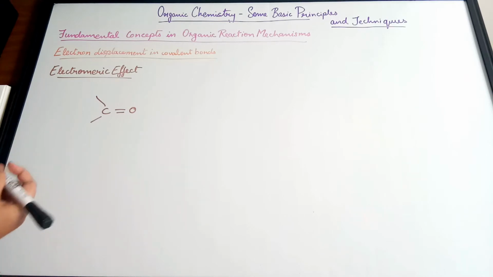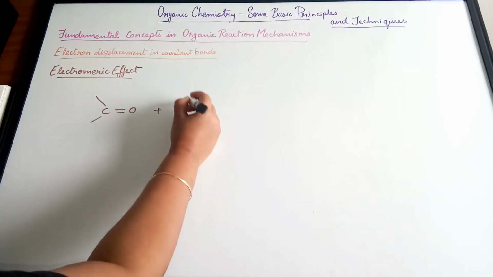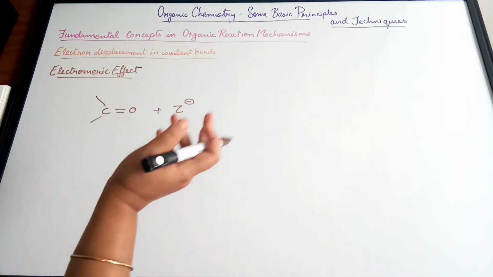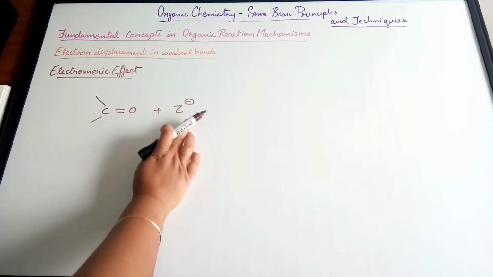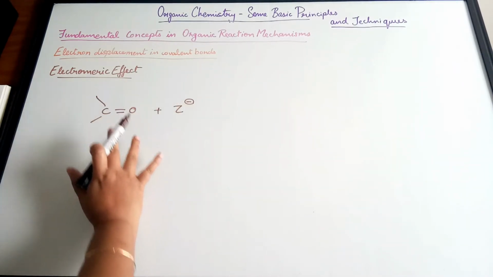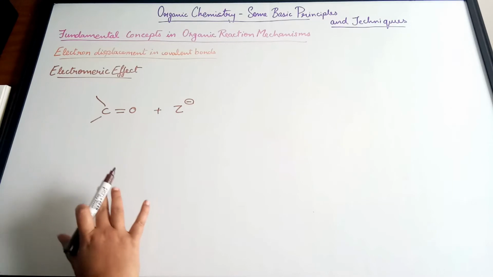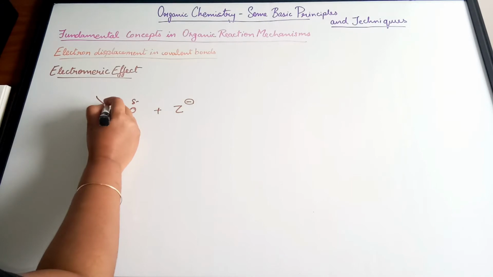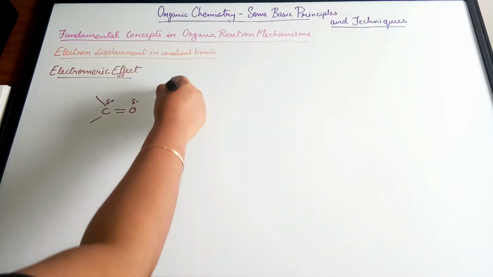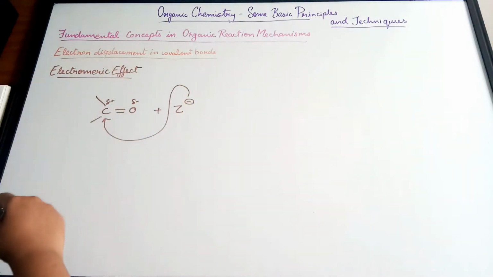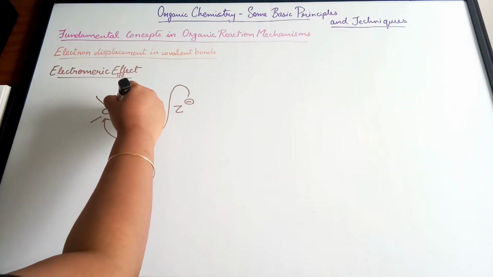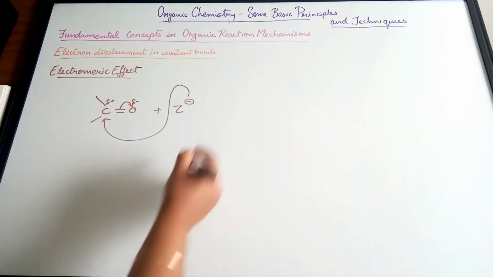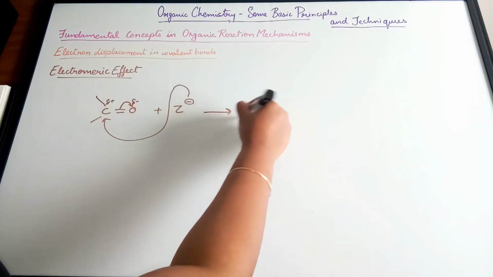Now, when there is another substance Z minus, let's assume it has a negative charge. In the presence of this reagent, first of all, we know oxygen is more electronegative than carbon. So obviously there will be a partial negative charge on oxygen and a partial positive charge on carbon. What happens is this Z will attack the carbon atom and the electrons of the double bond will shift to the oxygen, and this leads to the formation of this particular compound.